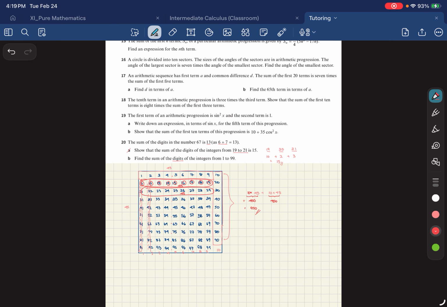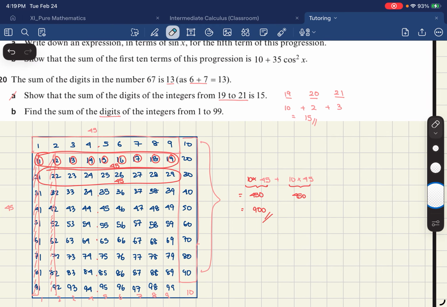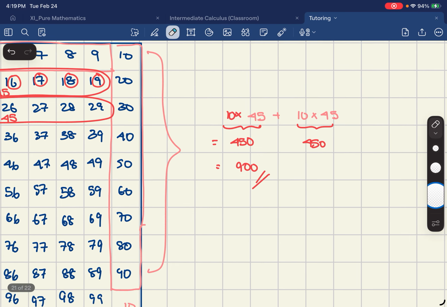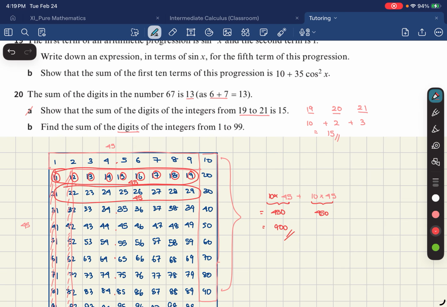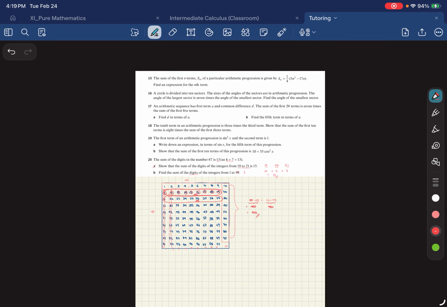All right, that is how you do question 20. It's a very interesting problem, and it's very helpful when you draw it out so that you can visualize what you are doing. And if you were asked to find the sum of the digits from 1 to 100, then from 1 to 99 it's already 900. So from 100, you just get 1 plus 0 is 1. So you would have gotten 901 if it was from 1 to 100. So 900 is your answer.